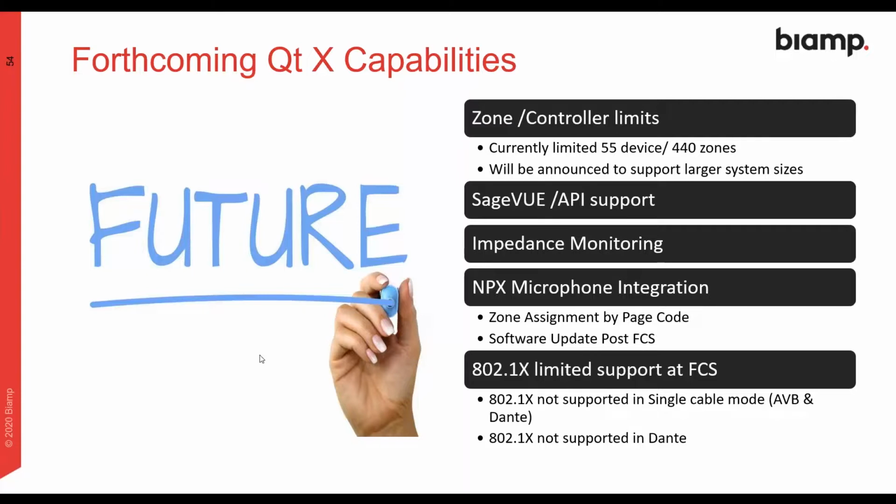Impedance monitoring is coming down the road, and NPX integration. So for right now, NPX is not going to be supported. Once it gets released here, if you needed to use NPX, you could use NPX in correlation with the Tessera controller and then output ABB over to a system in the meantime. And then 802.1x support is going to be fairly limited. It's not supported in the Dante, in single cable mode won't be supported. So only would really be supported in dual cable mode on the control port.